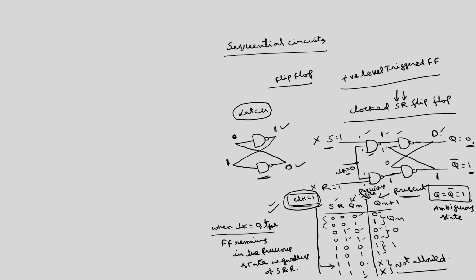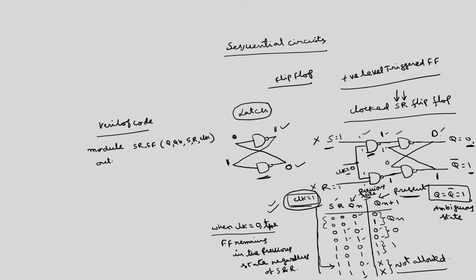So, if I take the Verilog code corresponding to this clocked SR flip flop, we can write it as follows. What are the inputs and outputs of this? We have module SR flip flop. The outputs are Q and Q bar. I will call them Q and QB, where QB stands for Q bar. Then the inputs are S, R and clock.